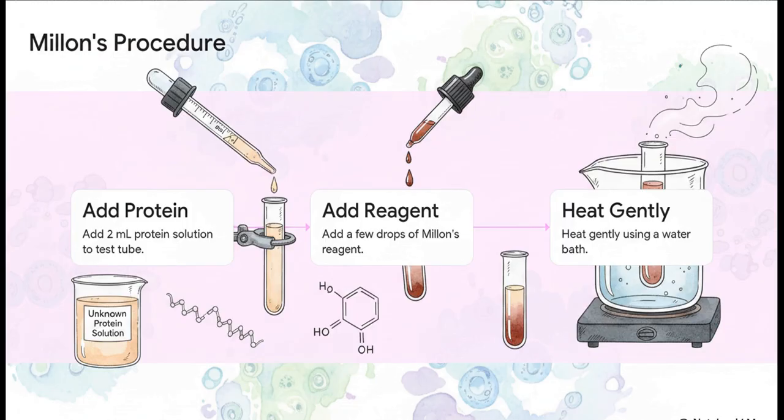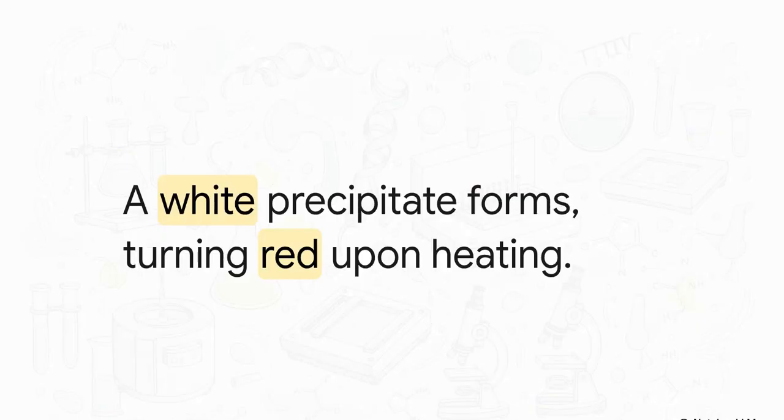Finally, you apply a little bit of pressure. You place the test tube into a water bath to heat it gently. You definitely don't want to boil it aggressively. Gentle heat is the key to coaxing out this reaction. And then we get the reveal.